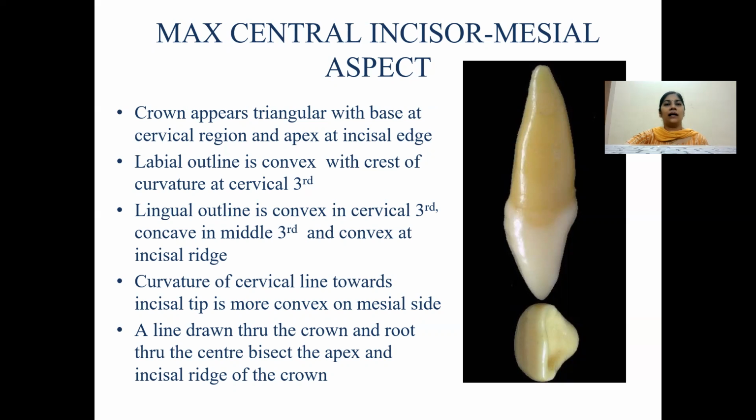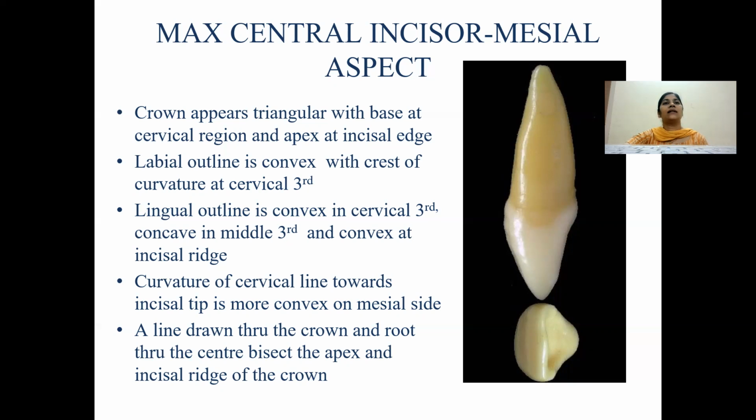If you draw a line through the crown and the root through the center, it bisects the apex of the tooth and the incisal ridge of the crown. So if you draw a straight line crossing the apex and the incisal ridge, it bisects. So that is equal division of the tooth into equal halves.